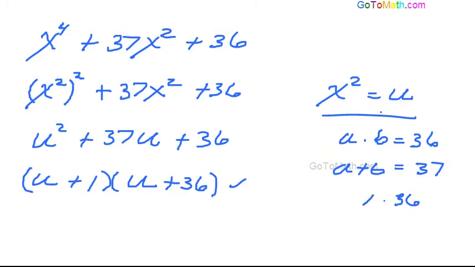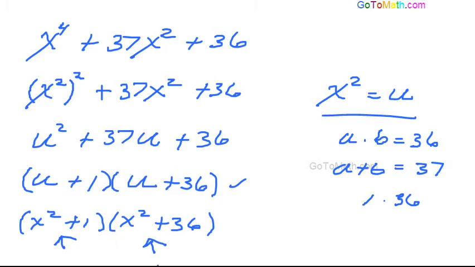But now, what is this over here, right? Well, for where there's a u, we're just going to plug in an x squared. So x squared plus 1 and x squared plus 36. Now the question is, can we factor this one and can we factor this one? And the answer to that is no.